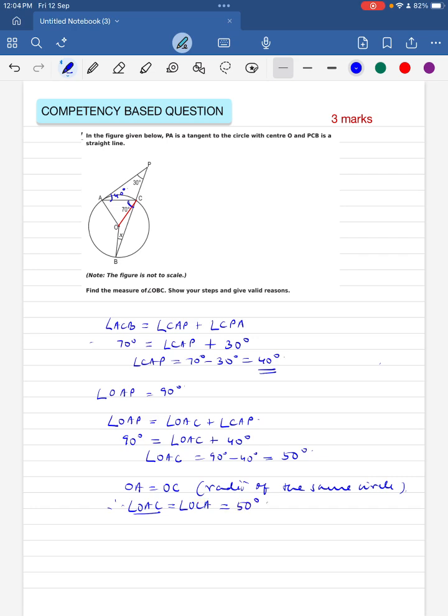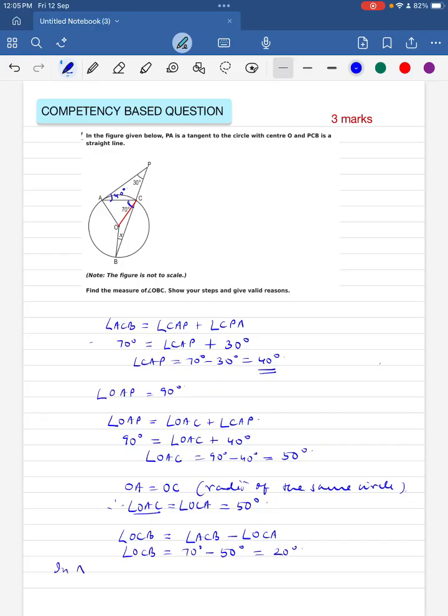Now we can find the value of angle OCB as equal to angle ACB minus angle OCA. So that will be 70 degrees minus OCA, which we found out as 50 degrees. So we'll get the value of OCB as 20 degrees.